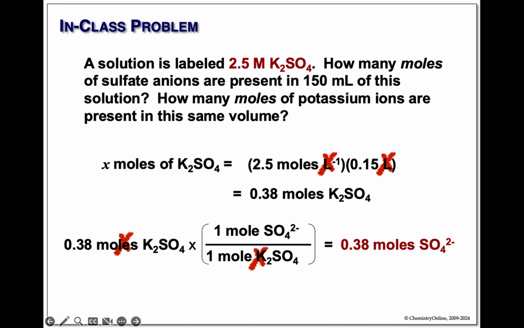To do potassium, the mole ratio is different. It's 2 potassiums to every 1 potassium sulfate. Again, moles cancel, and we get twice as much potassium ion in solution. Any questions?